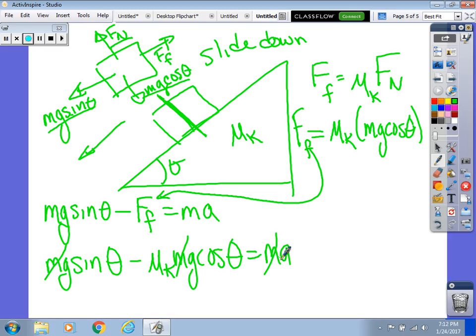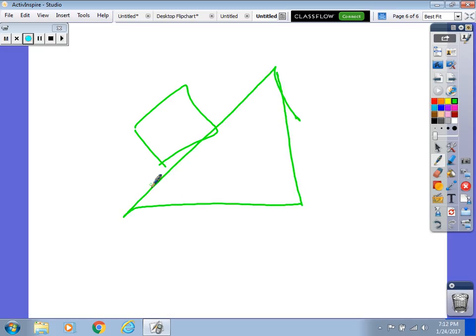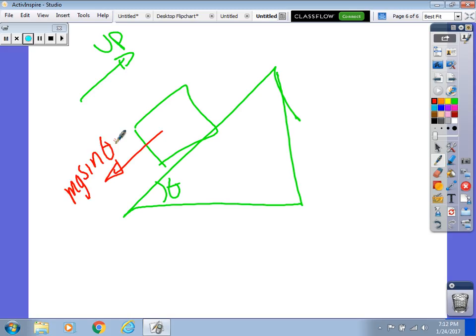Does this change if you slide up the incline? Ooh, that's an awful incline. Sorry about that. Well, if you slide up the incline, what changes? Guess what doesn't change? Those same stinking forces, components, if you will, of the forces. This is still mg sine theta. It always pulls it down the incline. Whether it's going up the incline or down the incline, this is always holding it to the incline.